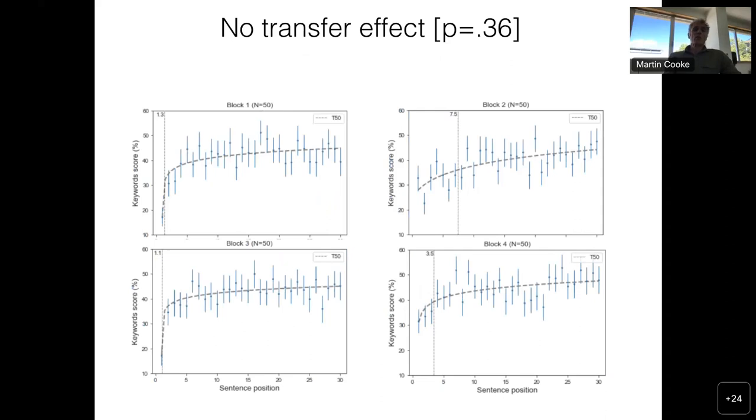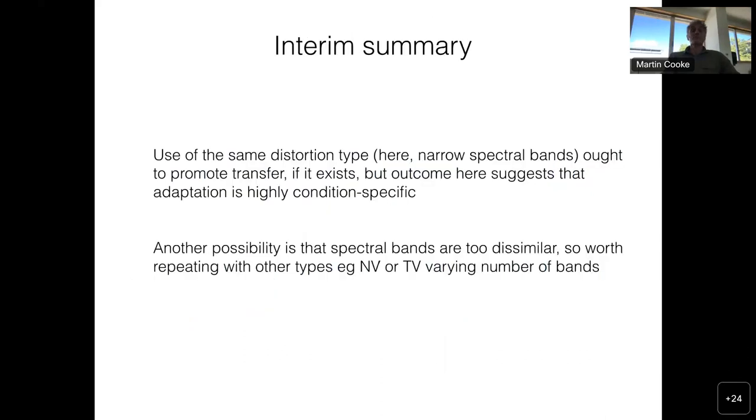So listeners who heard a particular band in the first block of the experiment showed a rapid adaptation, then gradual adaptation. They did a bit better in block two, but then were worse again in block three, and then a bit better in block four. So there's no clear evidence of a transfer effect here, which is maybe a bit surprising. So it seems that even when we're using the same distortion type, which ought to promote transfer if it exists, we really seem to find that adaptation is condition specific. Now, it may be the case that spectral bands are too dissimilar. So what we're going to do is to repeat this with different distortions, such as noise vocoded distortions.